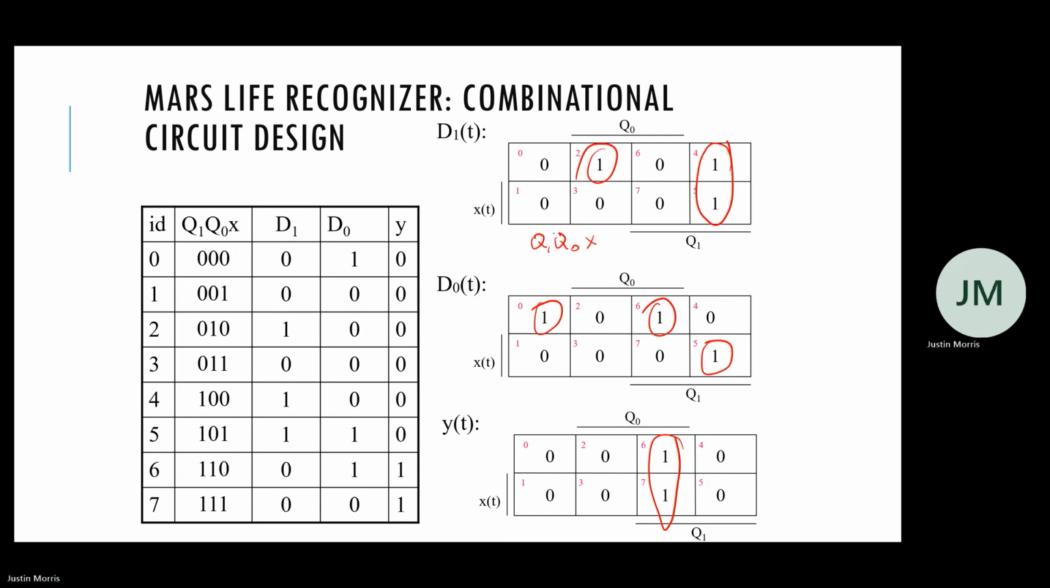And to make 2, what do I need? Q1. And then I have here my other essential prime implicant. What is changing? X is changing. And then what is Q1? What is Q0? They're both 1, right? Wait. Q0 is what? And then Q1 is 1.